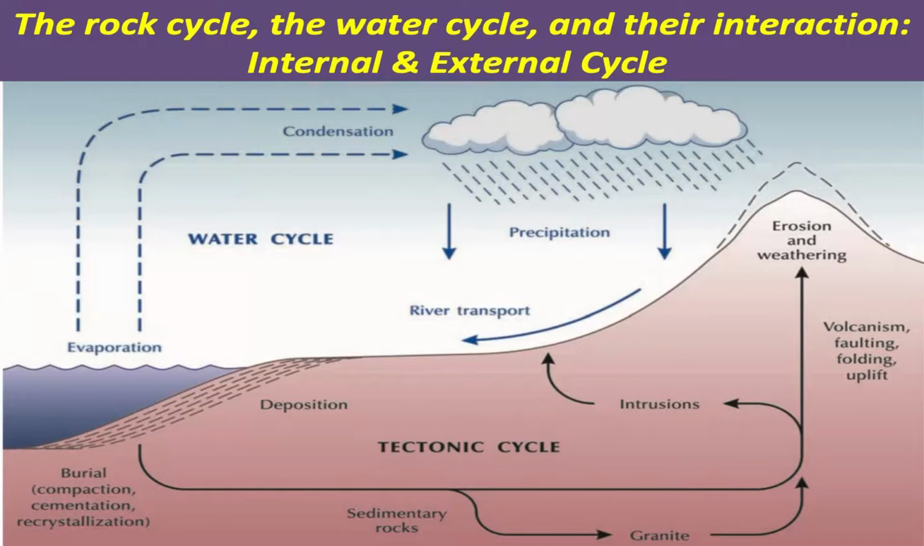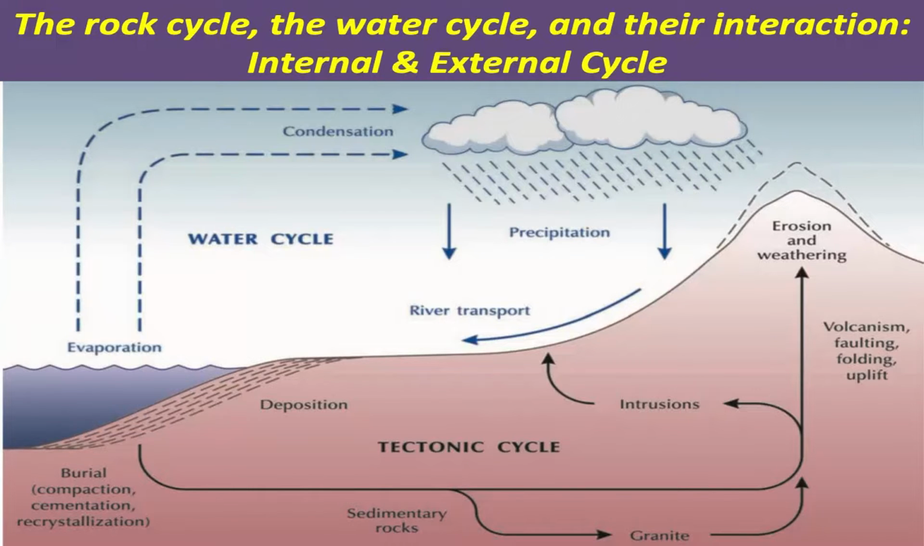The tectonic cycle is the internal process, the endogenic processes, where the plate motion or plate movement results in the formation of new crust, burial of the rocks, compaction and cementation in the ocean, and if you take the sedimentary rocks further deeper, they will result in the formation of metamorphic rocks. Then the intrusion, mountain building, and volcanic activities result from the internal processes, that is the plate motion, either the subducting plate or the plates which are moving apart from one another.